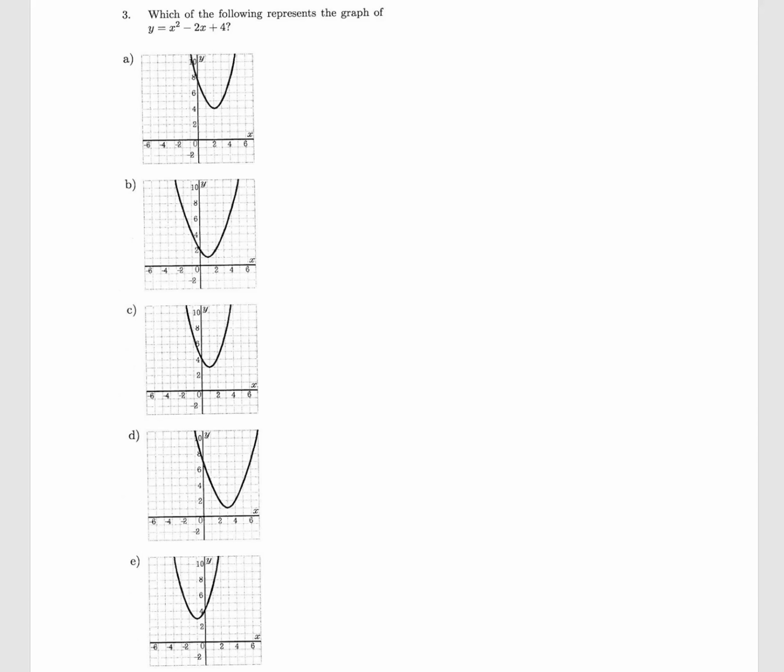Question 3 asks which of the following graphs represents the graph of y equals x squared minus 2x plus 4. So the equation we've been given, I'm going to rewrite it here, is y equals x squared minus 2x plus 4. So this equation is in the form y equals ax squared plus bx plus c.